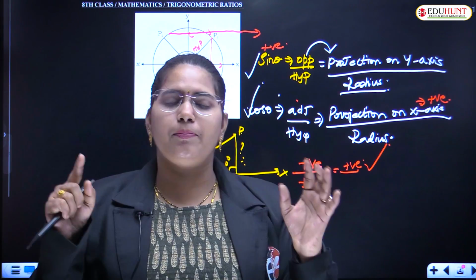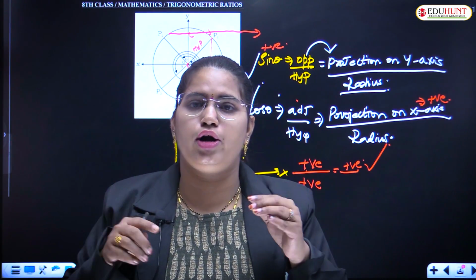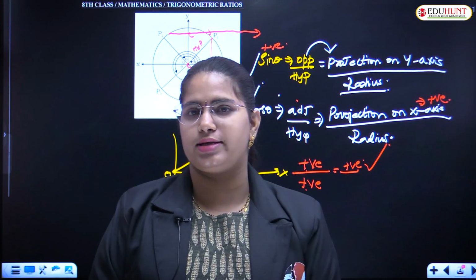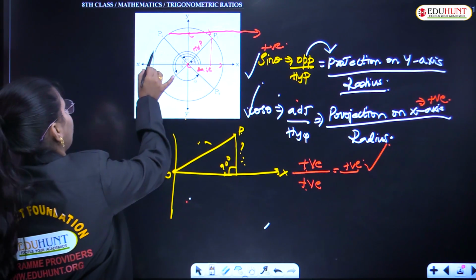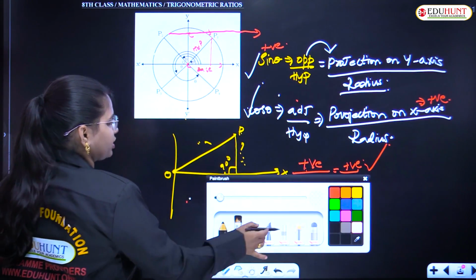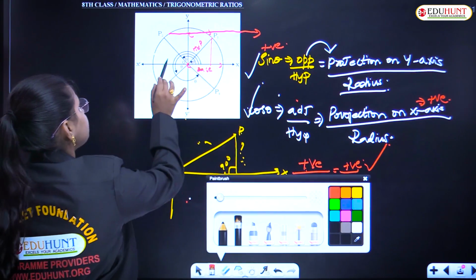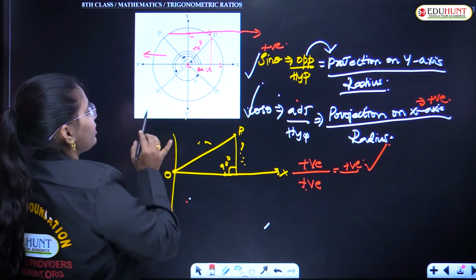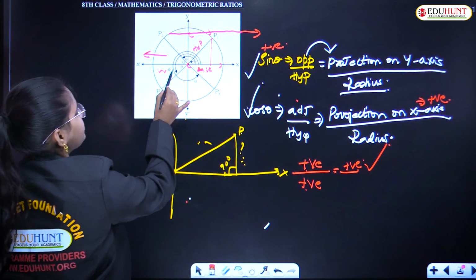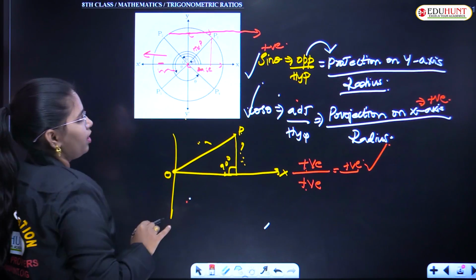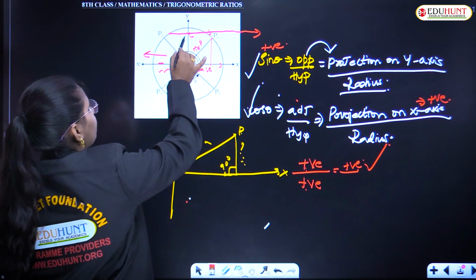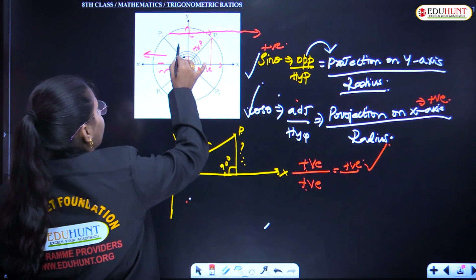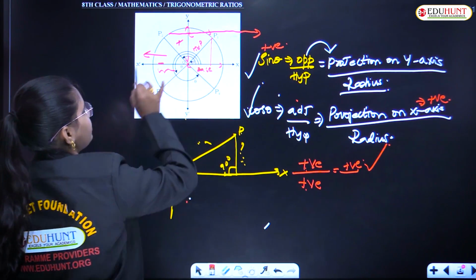So let us compare it with the second quadrant in order to make it much clearer for you. Let's talk about the signs in the second quadrant. In the second quadrant, the left part of the x-axis is negative, and if I draw a perpendicular line, y is positive. This is positive and this is negative.